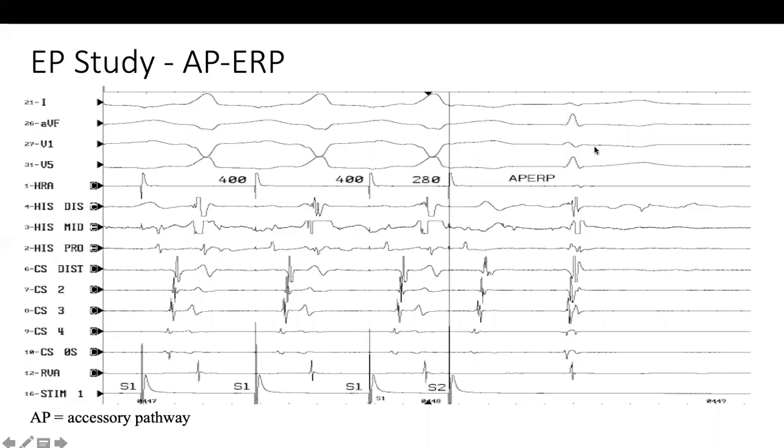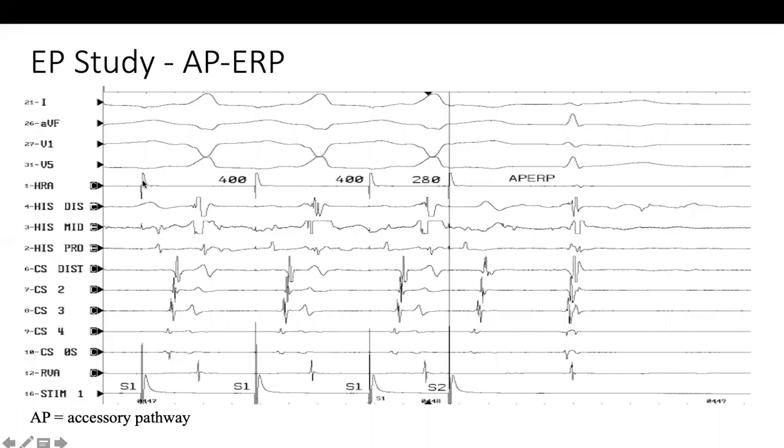Conduction. Delta wave. Yes, the surface electrogram is showing a delta wave here, but the QRS is getting back to normal. Right?